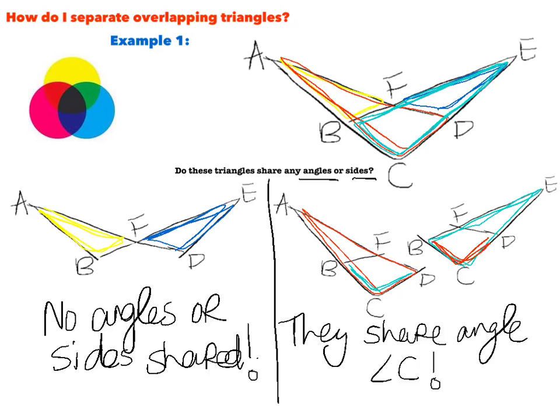Now, why is this useful in a proof? When we notice that two triangles share something, we can say it's equal to itself. So for these two triangles, I could say angle C is congruent to angle C by the reflexive property.